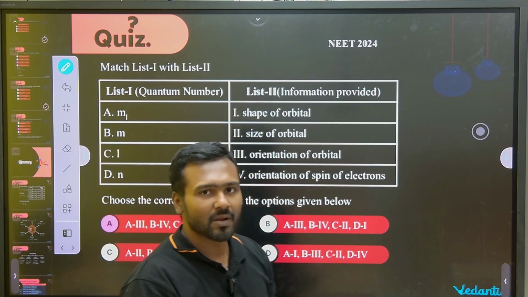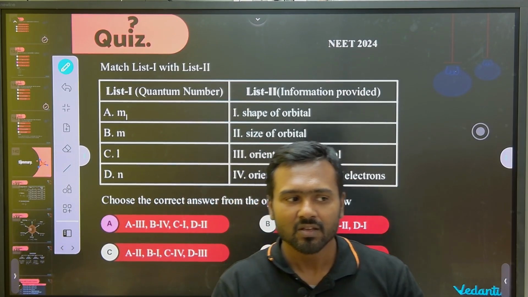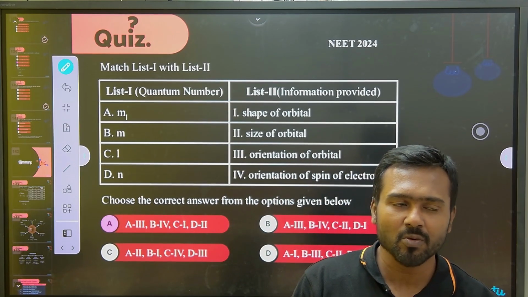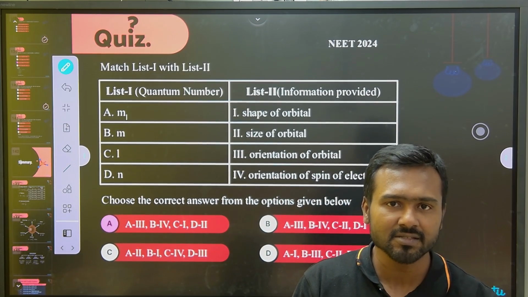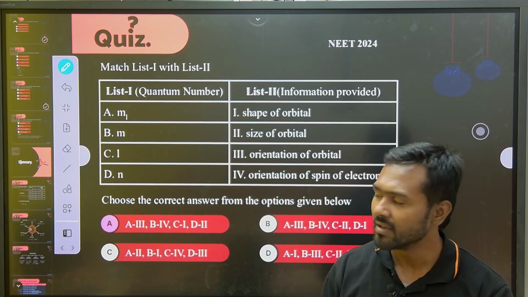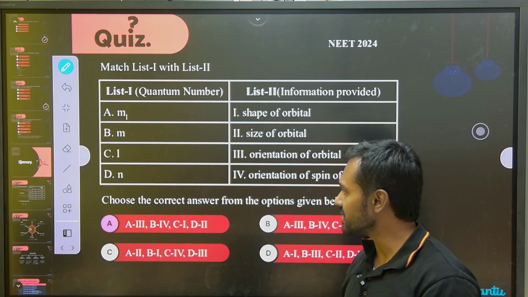So we'll stop here. Practice more number of questions on these topics. We will continue in tomorrow's class. In tomorrow's class, we will discuss periodic classification and periodic properties. It's a small topic and a very easy topic. So practice more number of questions.